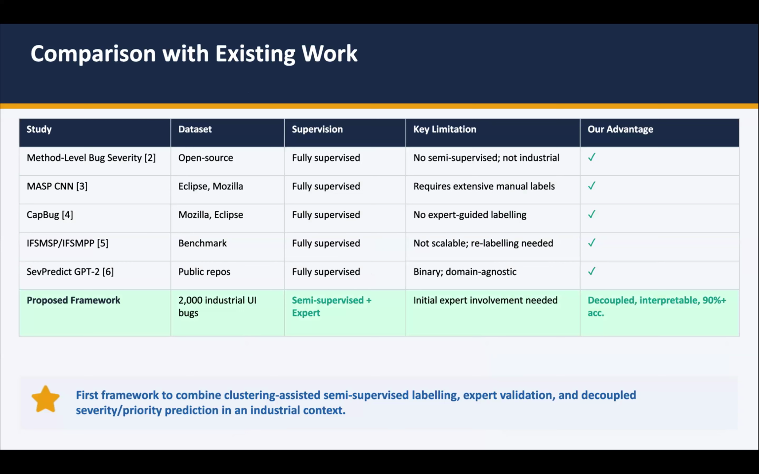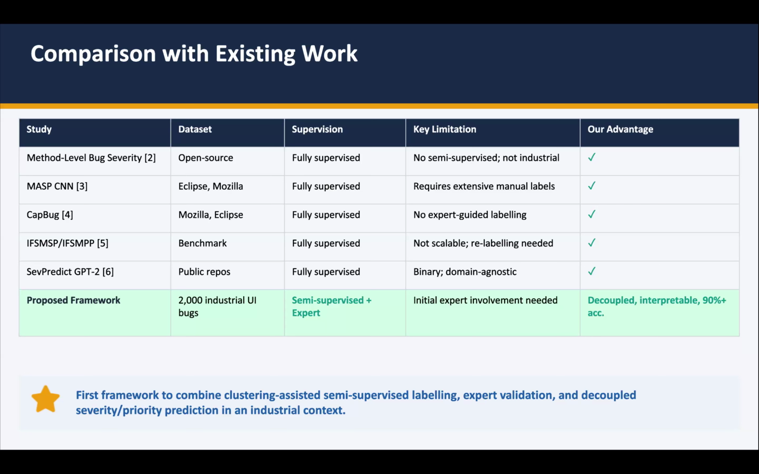Every prior method we reviewed depends on fully supervised labeling. They all have limitations: heavy annotation requirements, reliance on public data sets, no industrial-specific features, or binary-only classification. So our framework here is the first to combine clustering-assisted semi-supervised labeling with expert validation and decoupled classifiers for both severity and priority in one unified framework designed specifically for an industrial context.